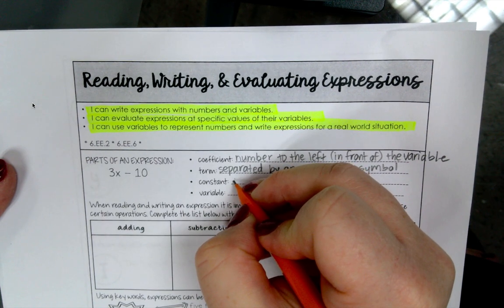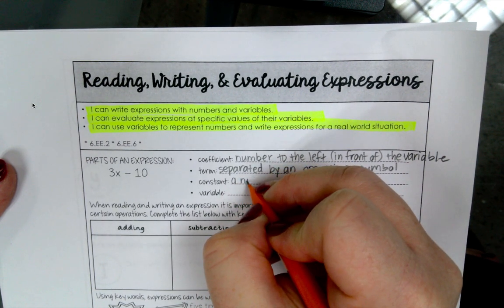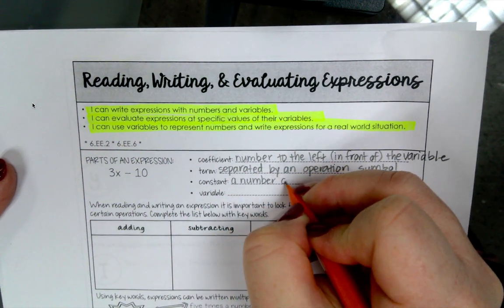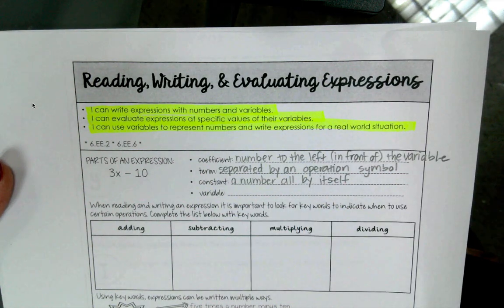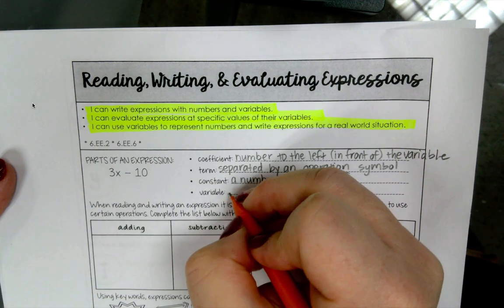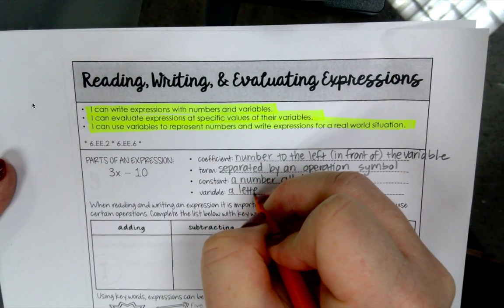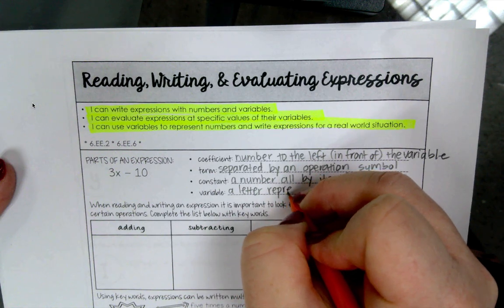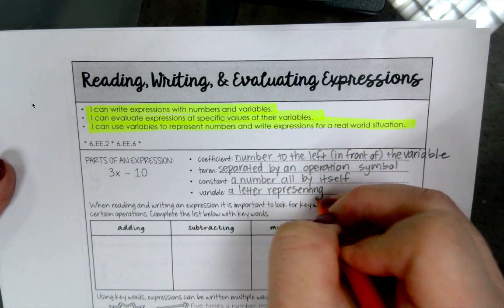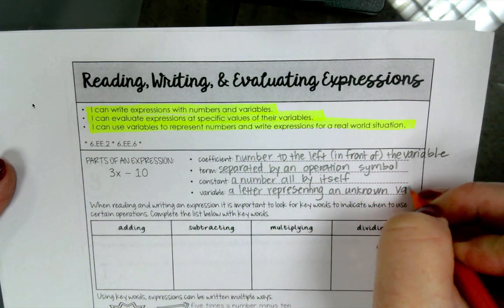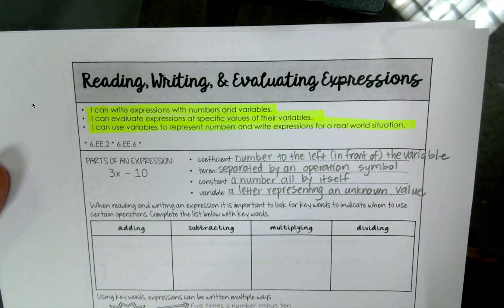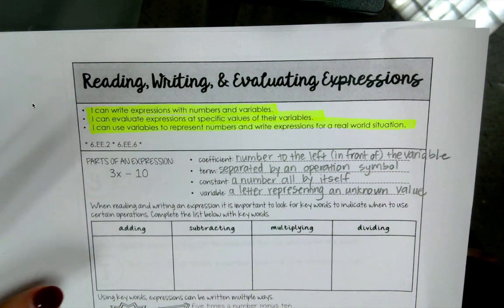A number all by itself. A variable is a letter representing an unknown value. Now, when reading and writing an expression, it's important to look for keywords to indicate whether to use certain operations.